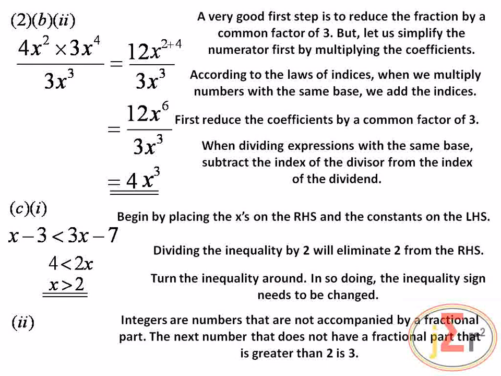Integers are numbers that are not accompanied by a fractional part. The next number that does not have a fractional part that is greater than 2 is 3. There's no difficulty with that one. So the next number that is greater than 2 is 3, which will be the smallest number that satisfies that inequality.